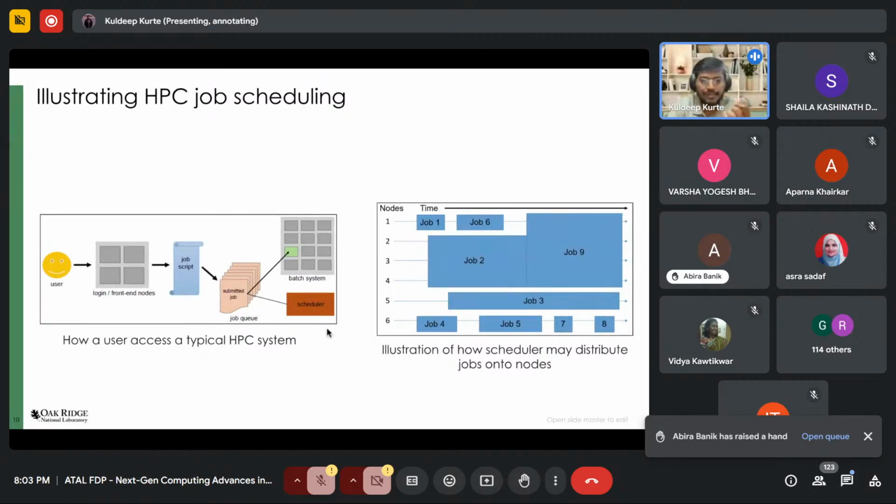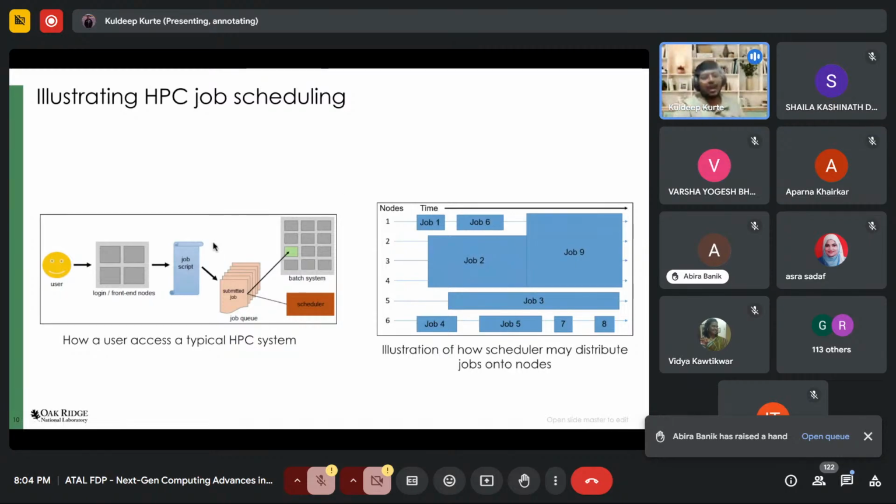So there are some schedulers available, scheduler software basically, tools that are being used in this high performance computing system, which basically keep all the job scripts in the queue. Then, based on some scheduling policy, this job scheduler will assign the job to the available compute nodes, let's put it that way. Whichever compute nodes are free, the jobs will be assigned to them.